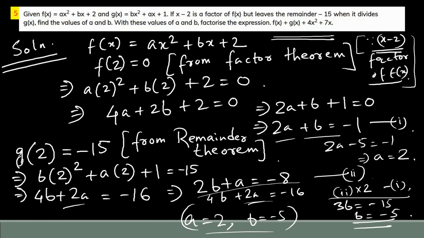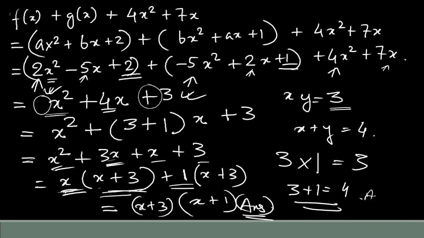Okay, and also these are also your answers. Find value of a and b. So when you write the answer, also write what a was. A was how much? 2. b was minus 5, and then whatever the factors were, x plus 3 times x plus 1.